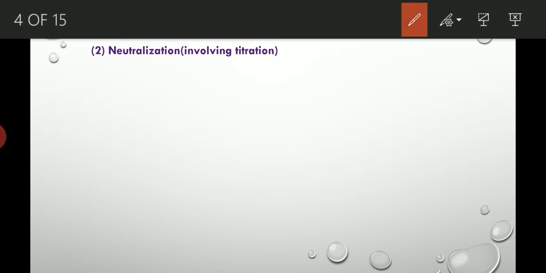Next method is neutralization reaction, but here titration is involved. Titration is a process which is involved in the neutralization reaction. So it's a special type of neutralization reaction. Let's see what happens here. Here also an acid reacts with the base, but the difference is that here the base is a soluble base. Here a soluble base reacts with a dilute acid to give a soluble salt and water.